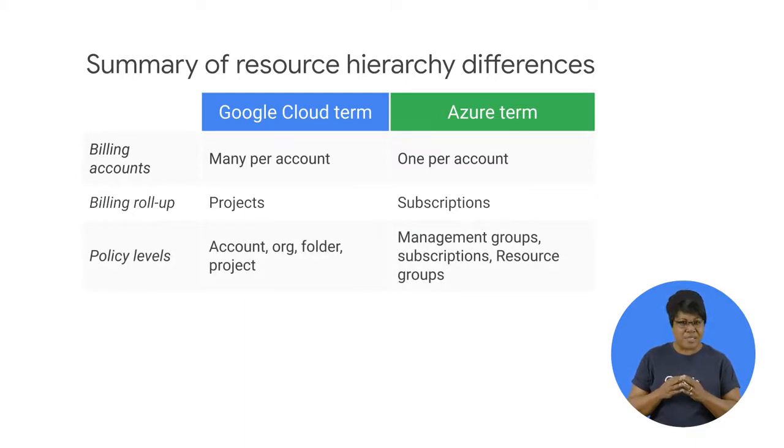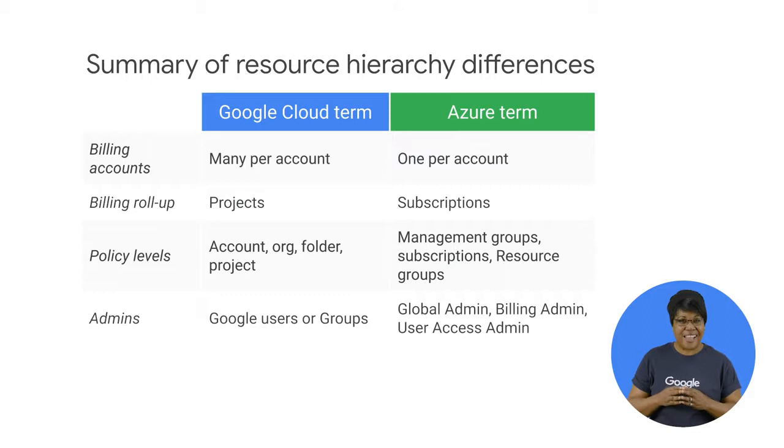You can apply policies in GCP at the account, org, folder, or project level. In Azure, policies can be applied at the management groups, subscriptions, and resource groups level. Account admins can be Google users or groups in GCP. In Azure, you use AD tenants with groups and roles for account admins.